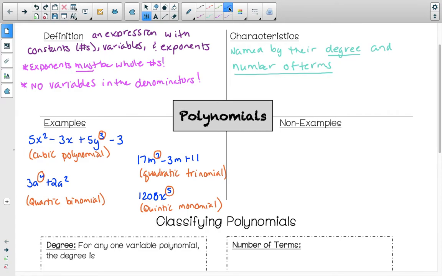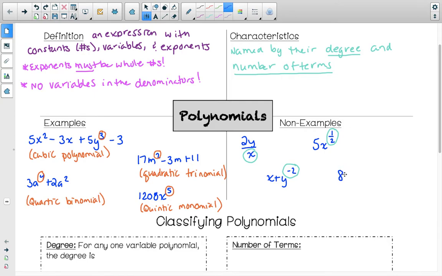A non-example, or examples that are not polynomials, could be 2y divided by x. Because there's a variable in the denominator, we cannot call this a polynomial. We might also have 5x raised to the 1/2. 1/2 is not a whole number, so because it is a fraction, this is not a polynomial. We might have x plus y to the -2. And again, our exponent is not a whole number because it is negative, therefore this is not a polynomial.